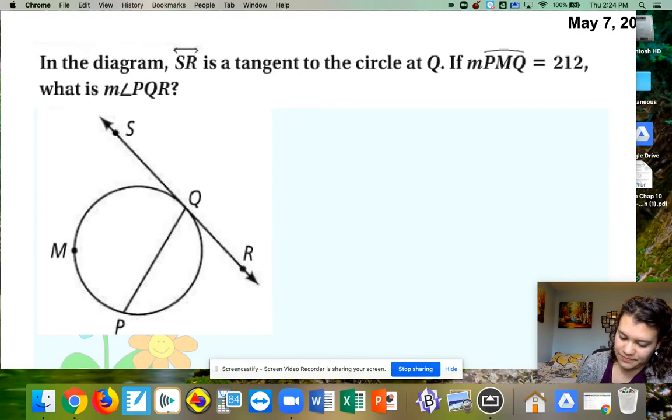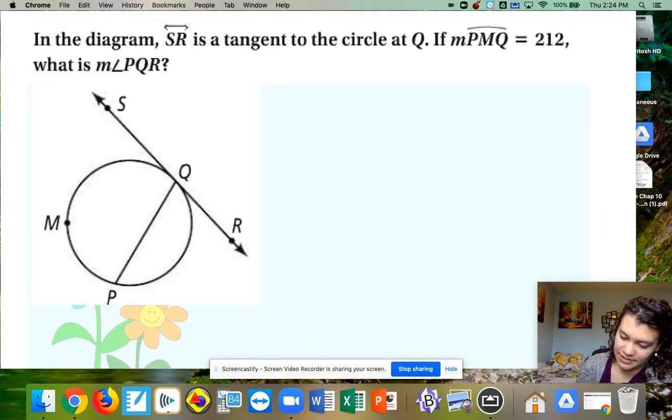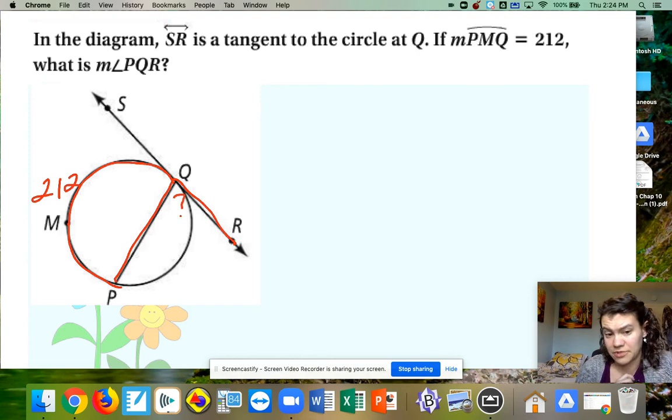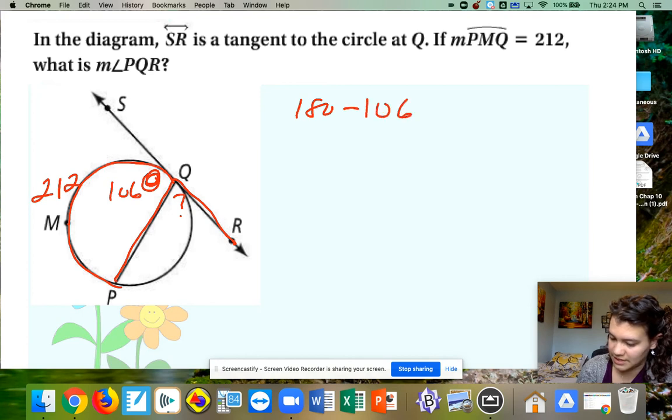So how do we use that? In this diagram, SR is tangent to the circle. If arc PMQ, right here, is 212, we want to figure out angle PQR. So we're looking for this angle. There's more than one option here. You could divide this by 2 and get your inner angle right there, which is going to be 106, and then subtract from 180. So 180 minus 106 gives you 74 degrees, and that's what goes right here.